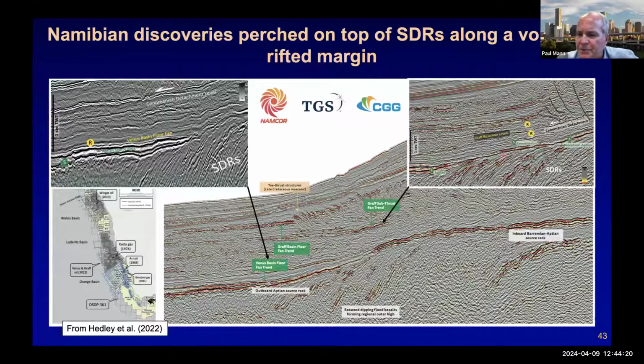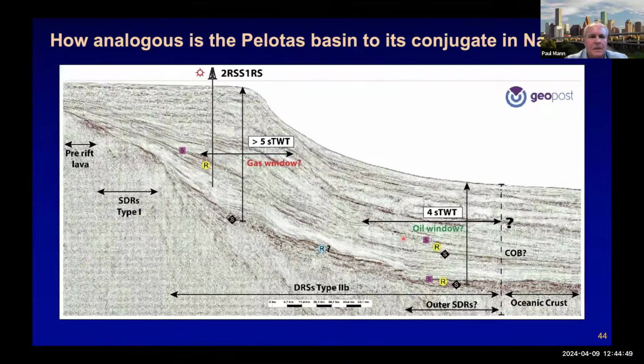And I think I showed this before, but the Venus trend is perched on this part of the SDR. And then there's another field at a higher level up. It's beneath this passive margin fold belt. You can see that's come down on top of it. So it's trapped right there. So there's a lot of prospectivity here, mainly through Aptian source rocks that are widely distributed. And then there's a lot of exploration going on now in the Pelotas Basin, and also going into Uruguay.